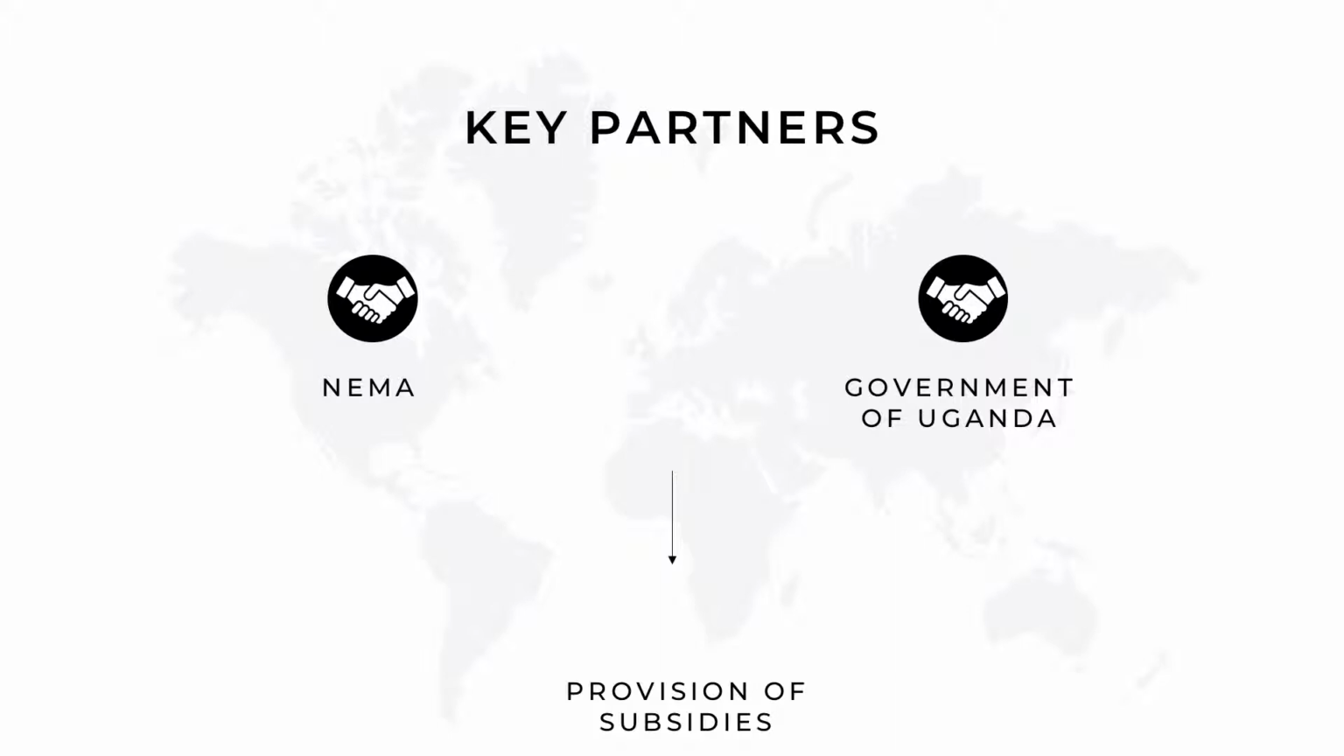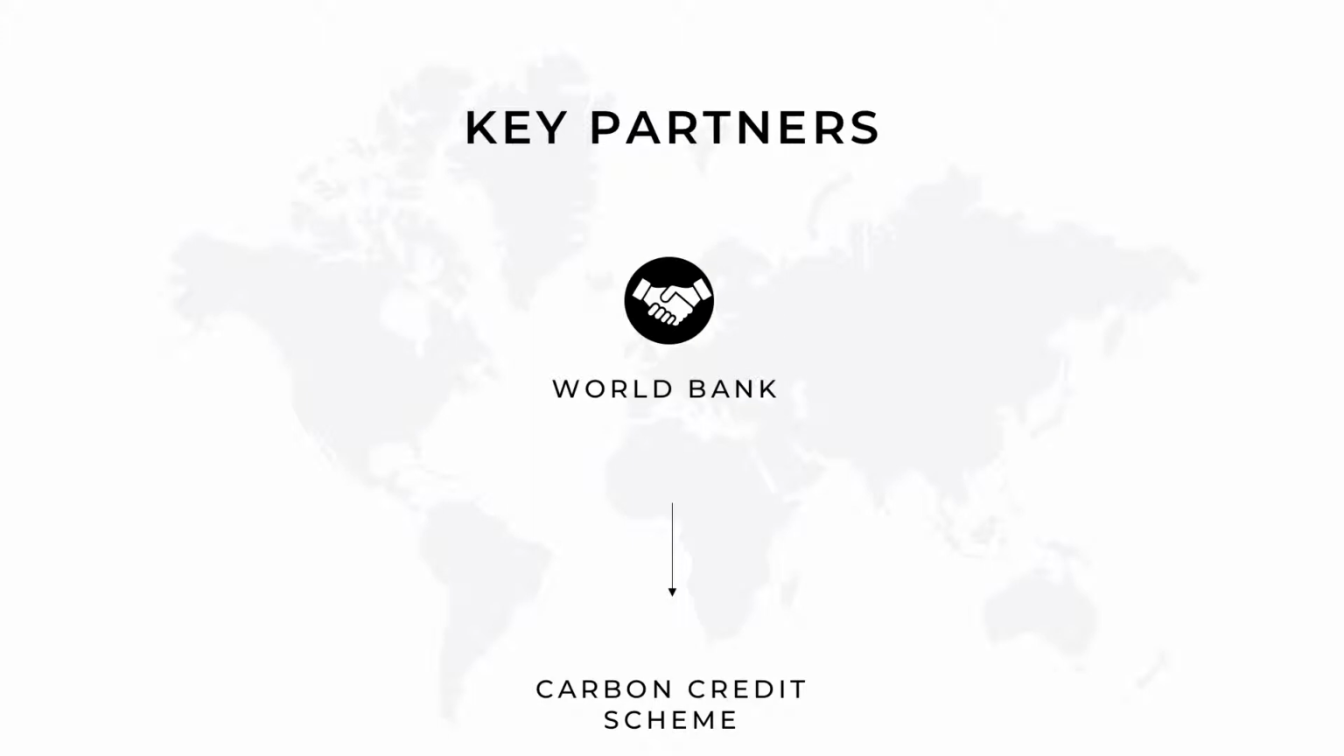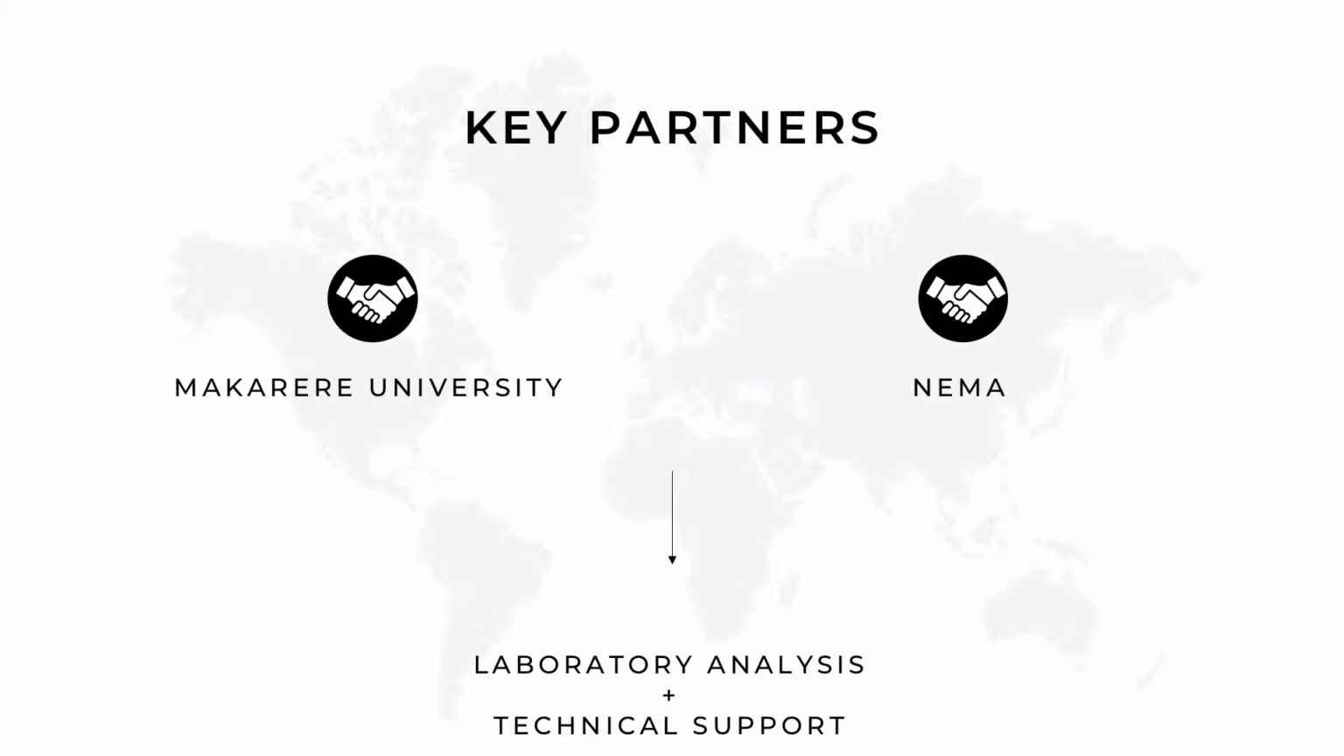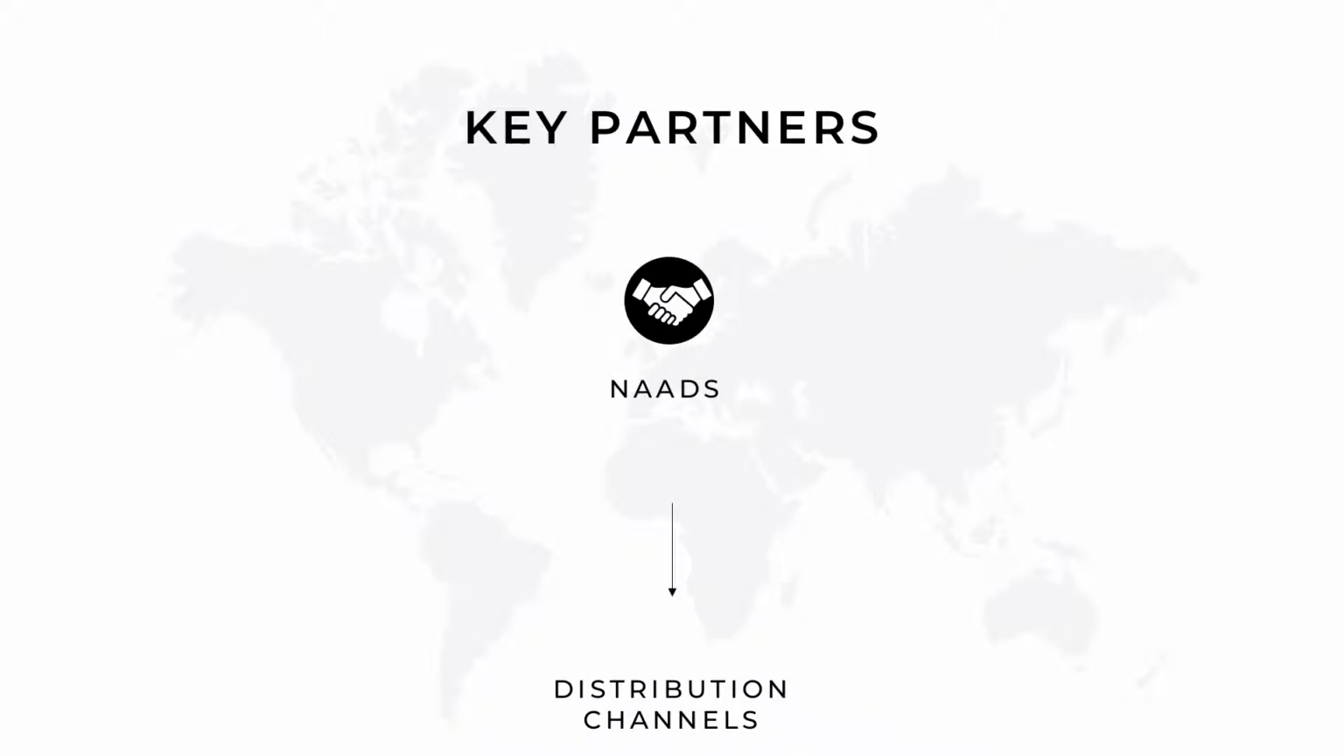MCP's partners are the National Environment Management Authority and the Government of Uganda that provide subsidies as operational tax waivers. The World Bank supports MCP in setting up a carbon credit scheme. MCP also partners with Makerere University and NEMA for laboratory analysis to ensure product quality as well as technical support. Finally, it uses the NAADS's established distribution channels to get the fertilizer to farmers.